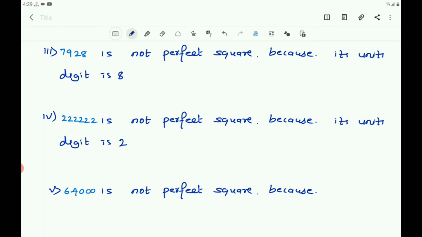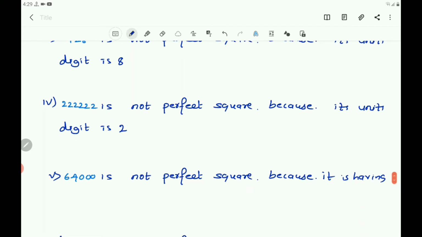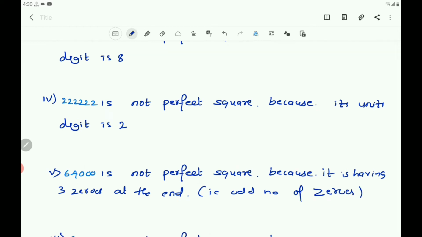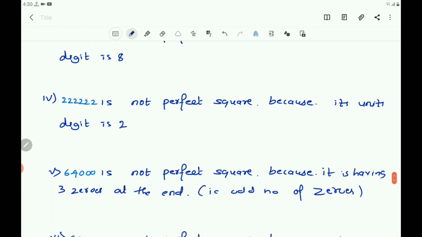64,000 is not a perfect square because it has 3 zeros at the end. That is an odd number of zeros. Therefore, as the number of zeros is equal to 3, it has an odd number of zeros, so it is not a perfect square.